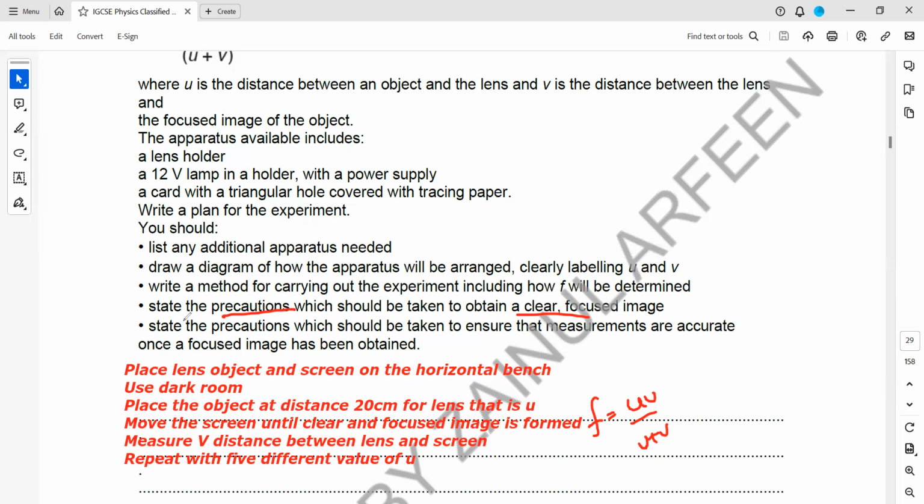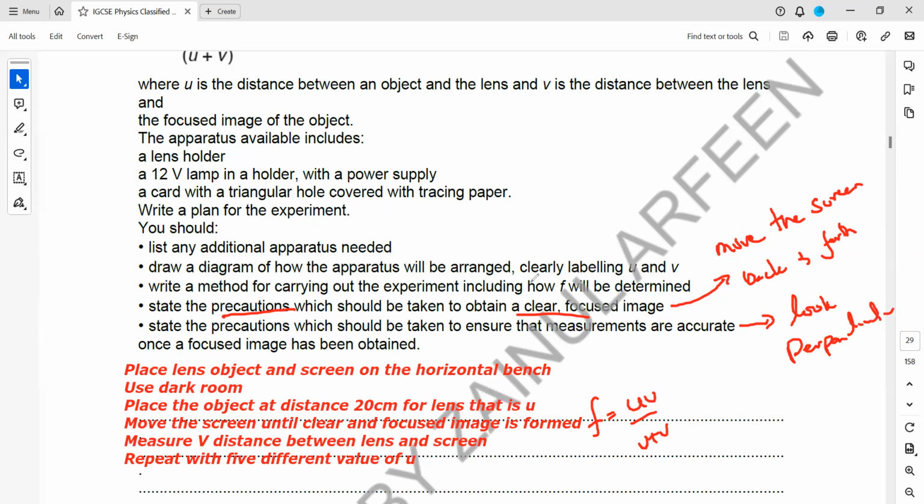In this question, state a precaution you should take to obtain a clear focus image. We should move the screen back and forth so we get a clear image. Keep the distance between the lens and the object the same and just move the screen either back or forth so that you get a clear image. And what precaution for accurate measurement? We should look perpendicular to avoid a parallax error.